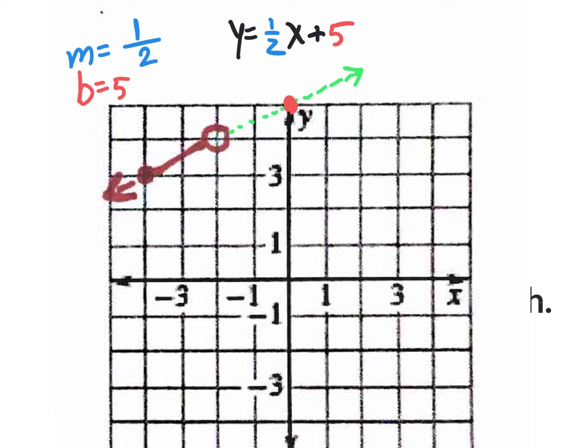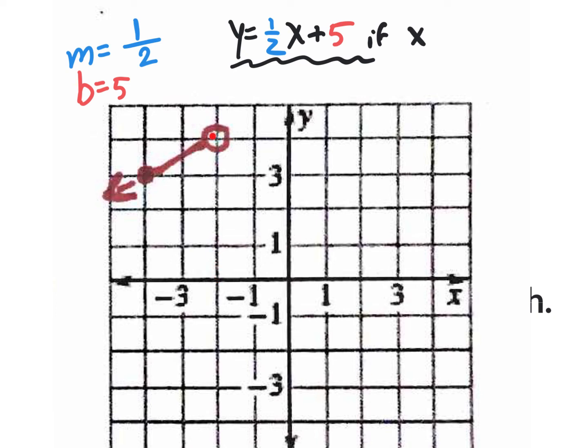So let me go back and erase this, okay? And let's state its condition. So the condition is, here's our equation, and we're going to say if your x values are where? So does this line exist at 0? No, it doesn't. Does it exist at -1 on the x? No, it doesn't. Where does it start existing? It starts existing right here at -2.